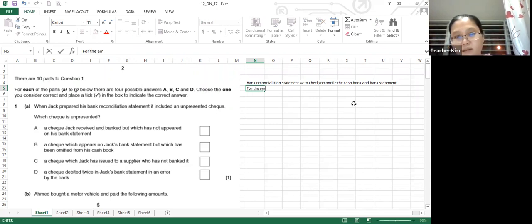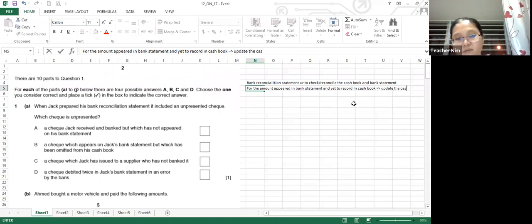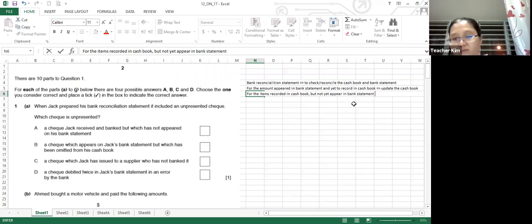Okay, next, for the amount that appears in the bank statement and is yet to be recorded in the cash book, then we have to update the cash book. Okay, for the item recorded in the cash book but not yet appearing in the bank statement, then we will prepare the bank reconciliation.